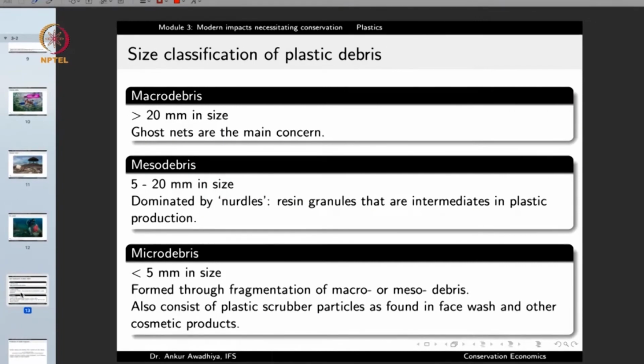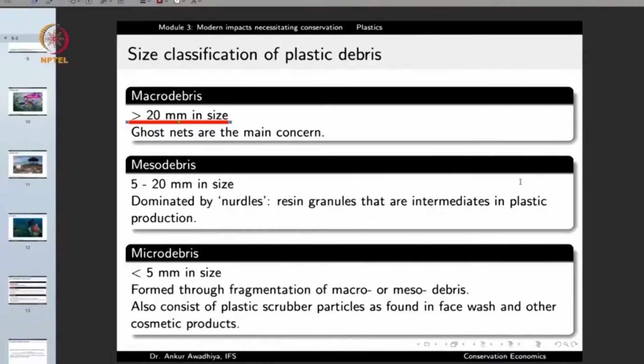Now, plastics are classified on the basis of their size into three categories. We have macro debris, we have meso debris, and we have the micro debris. Macro means big in size. So any plastic that is greater than 20 millimeter in size, we'll call it a macro debris. So 20 millimeter is 2 centimeter. So anything that is more than this big, we'll call it a macro debris. Ghost nets amongst these are a major concern, and we'll have a look at ghost nets in a short while.